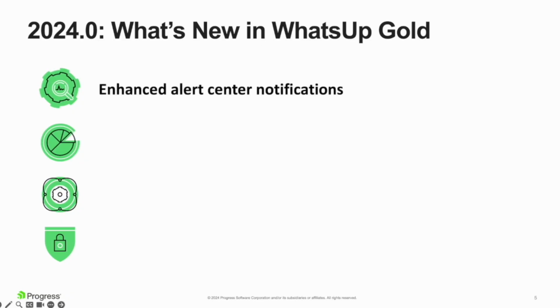Like I said, we're going to talk about what's new in WhatsUp Gold 24.0, including the enhanced Alert Center notifications. Basically, this allows for more customization of WhatsUp Gold's Alert Center, as well as utilization of additional notification types. Bulk change options allow you to save time by assigning or editing active monitors on multiple devices in bulk. Monitors can also be added in bulk from the device properties.